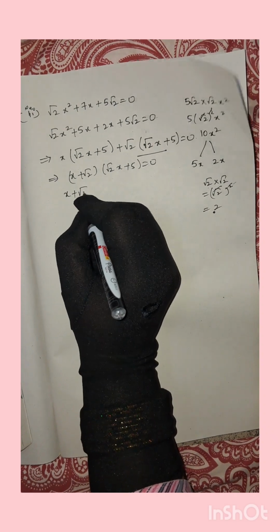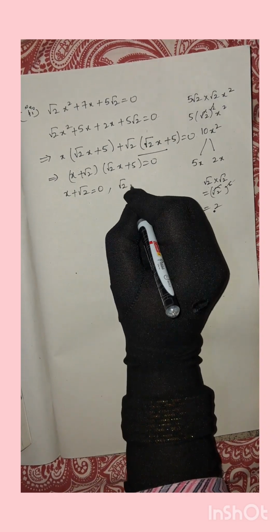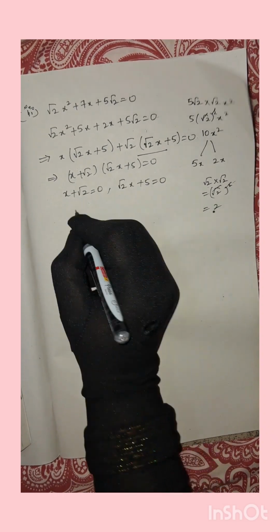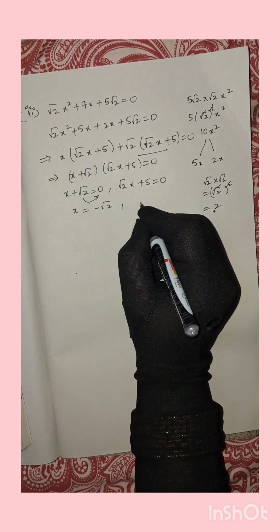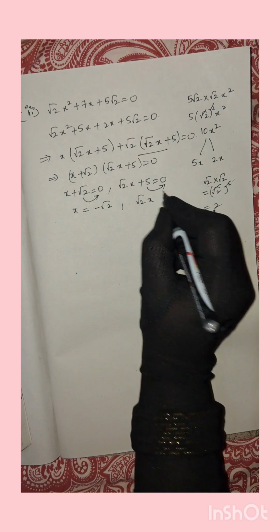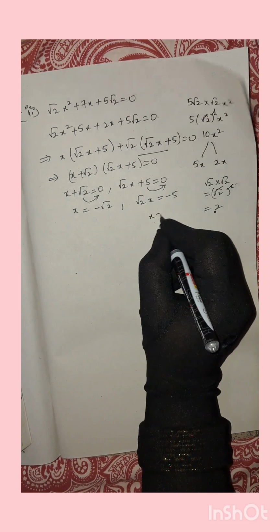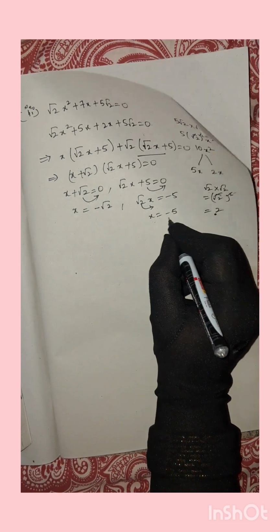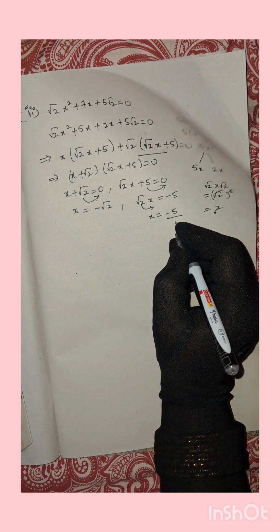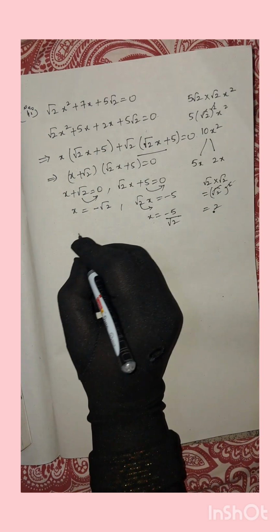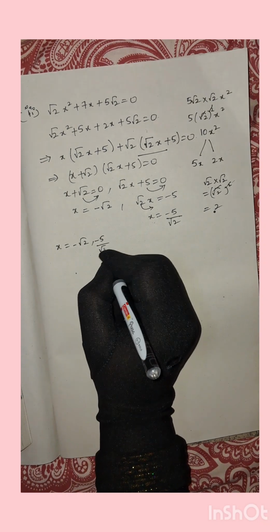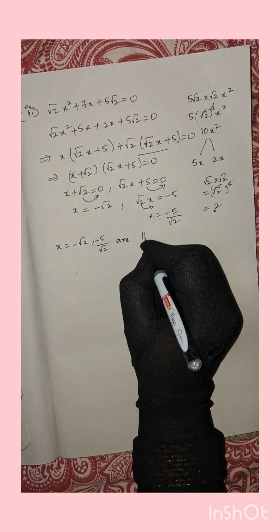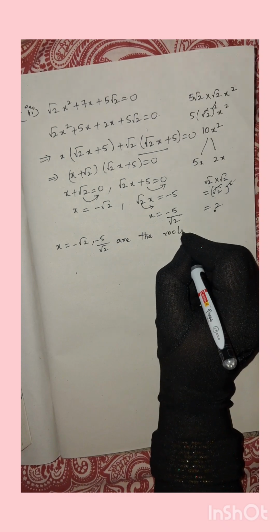x plus root 2 is equal to 0. Root 2x plus 5 is equal to 0. So x is equal to plus root 2, I'm sending that side, it will be minus root 2. And root 2x plus 5, I'm sending that side, it will be minus 5. x is equal to minus 5, this root 2, I'm sending that side, it will be in the denominator, root 2. Okay, so x is equal to minus root 2 and minus 5 by root 2 are the roots of the quadratic equation.